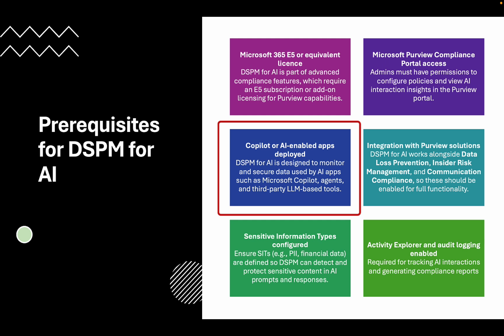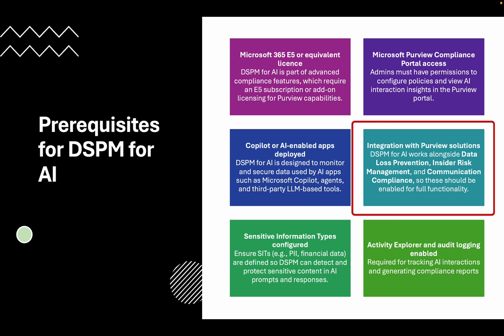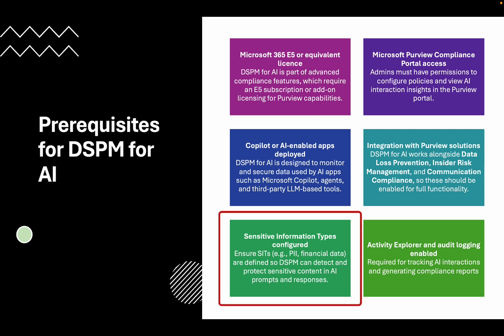You'll need Copilot or AI-enabled apps deployed. DSPM for AI is designed to monitor and secure data used by AI apps such as Microsoft Copilot, agents, and third-party LLM-based tools. Integration with Purview solutions: DSPM for AI works alongside DLP, insider risk management, and communication compliance, so these need to be enabled for full functionality. You need sensitive information types configured, so ensure that those SITs, for example, PII, financial data, are defined so DSPM can detect and protect sensitive content in AI prompts and responses.